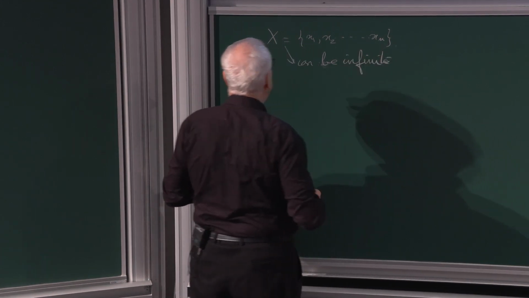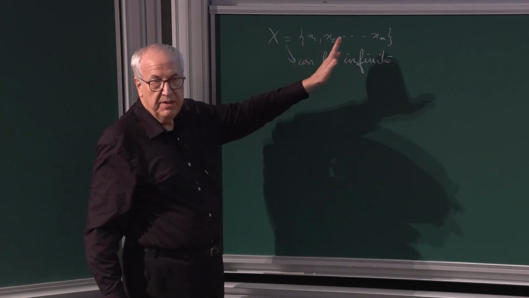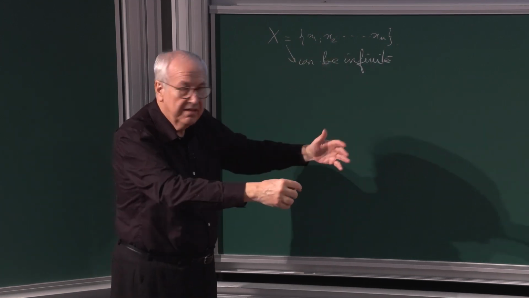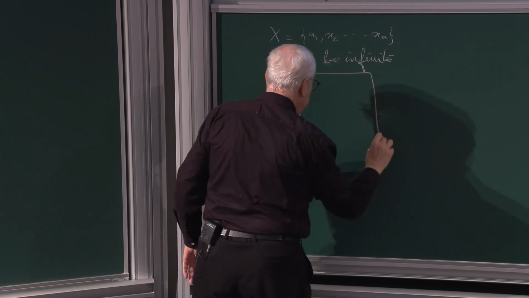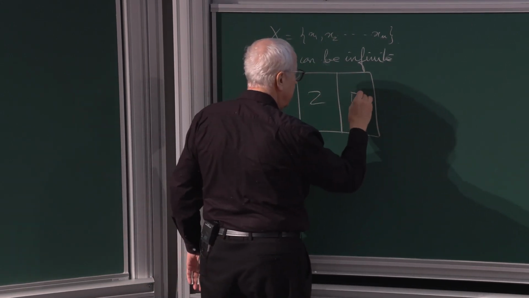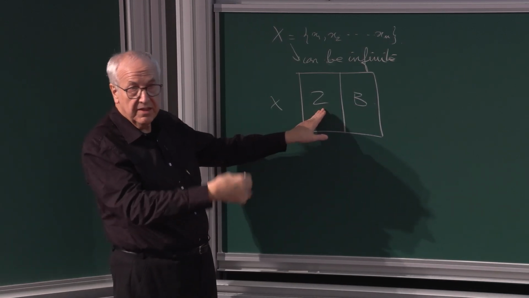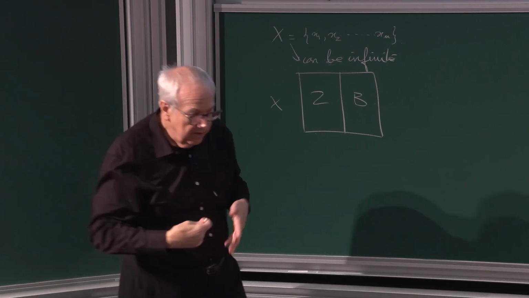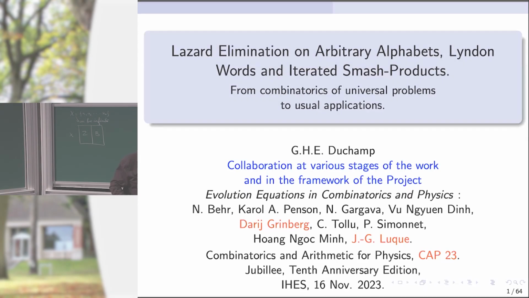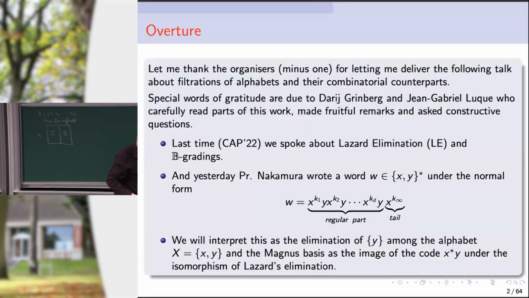And the main question is, what happens if we repeat this dichotomy? You have an alphabet X, and you split it in Z and B. Z will be the letters that will be eliminated. Of course, it is not a commutative elimination. It is non-commutative elimination, or even partially commutative elimination.